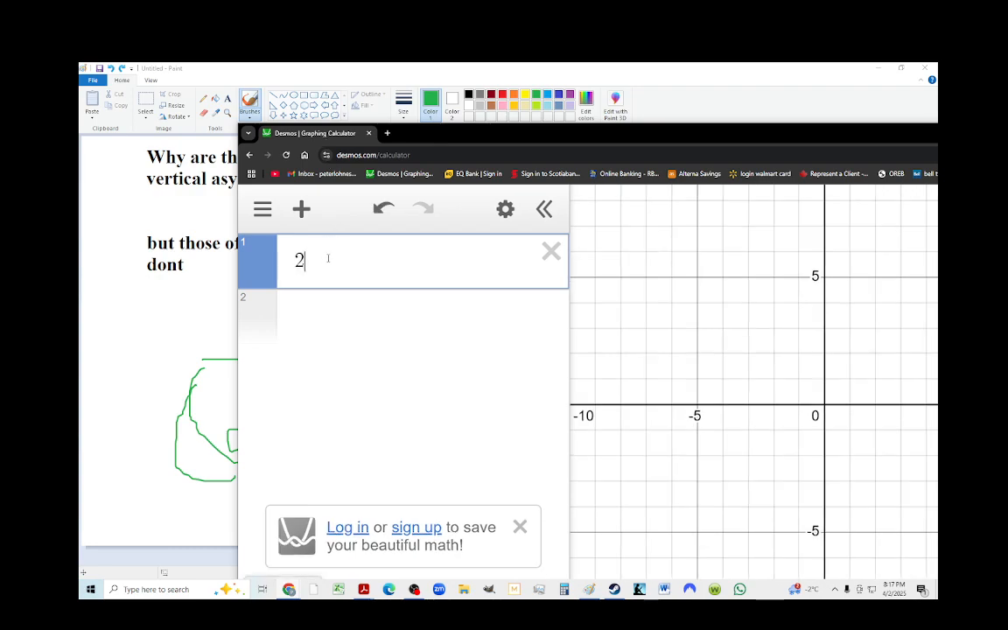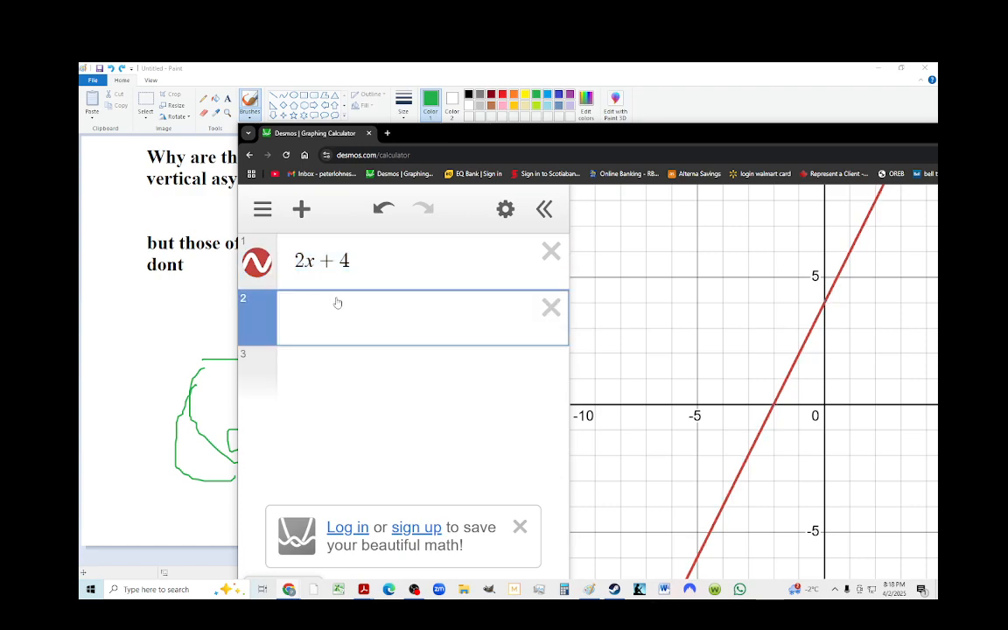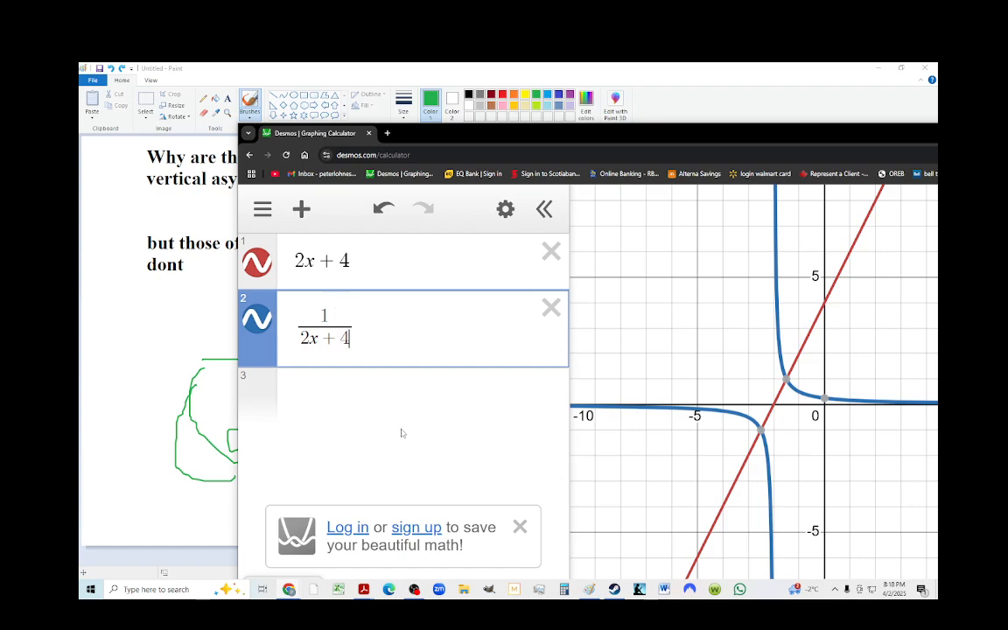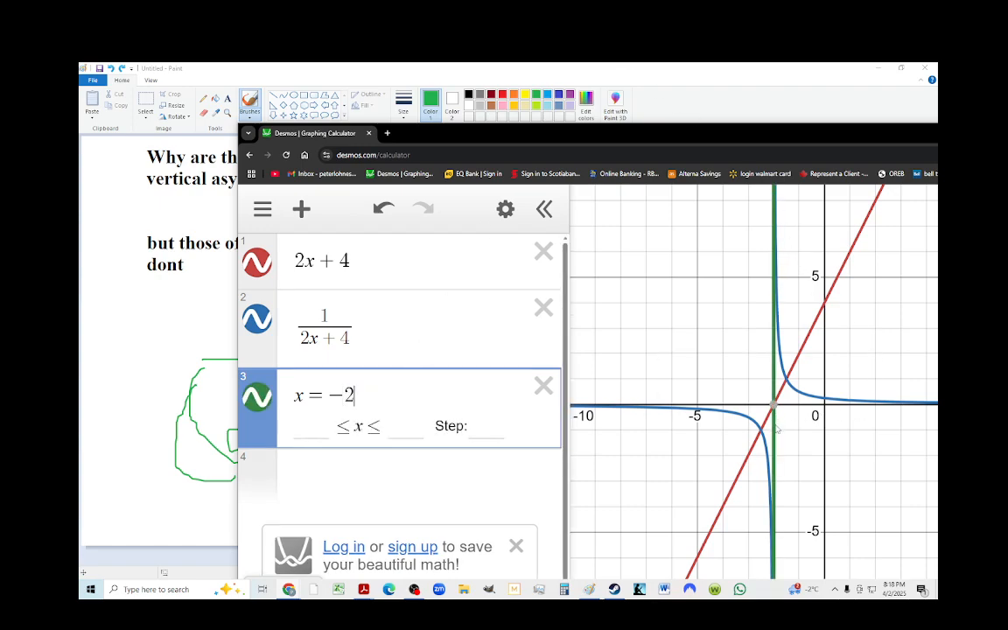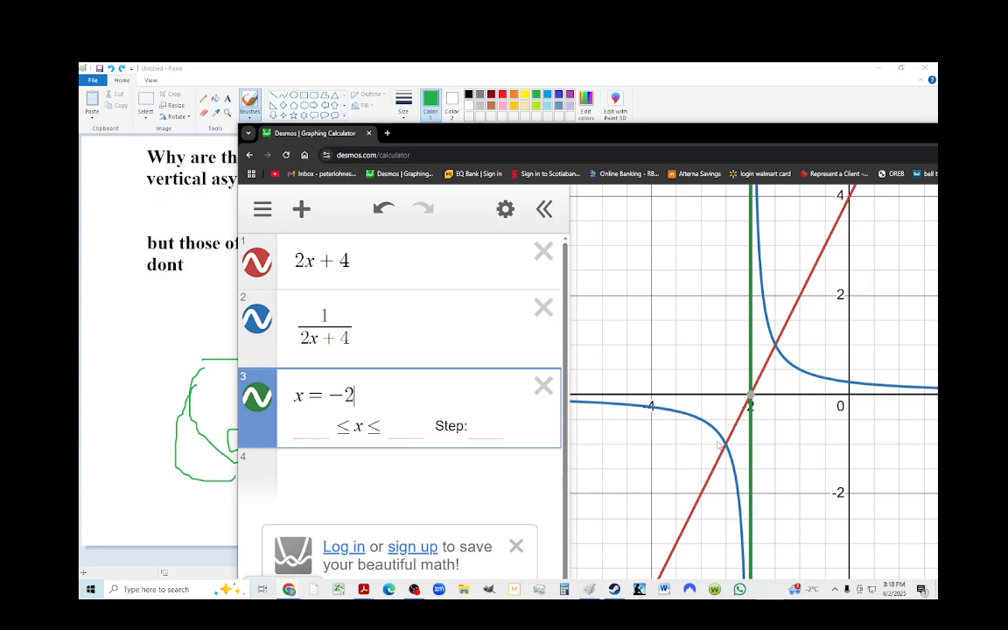Let's have a look. So here's the line 2x plus 4. We can see that it indeed crosses the x-axis. As soon as I get there, we go. We can see it indeed crosses the x-axis at minus 2. And the point is, if I put 1 over that, we will see a vertical asymptote at that point. And sure enough, let's put the vertical asymptote, x is equal to minus 2 here to see it more visually. Yeah, we can see that 1 over that red line produces an asymptote right where it crosses the x-axis.